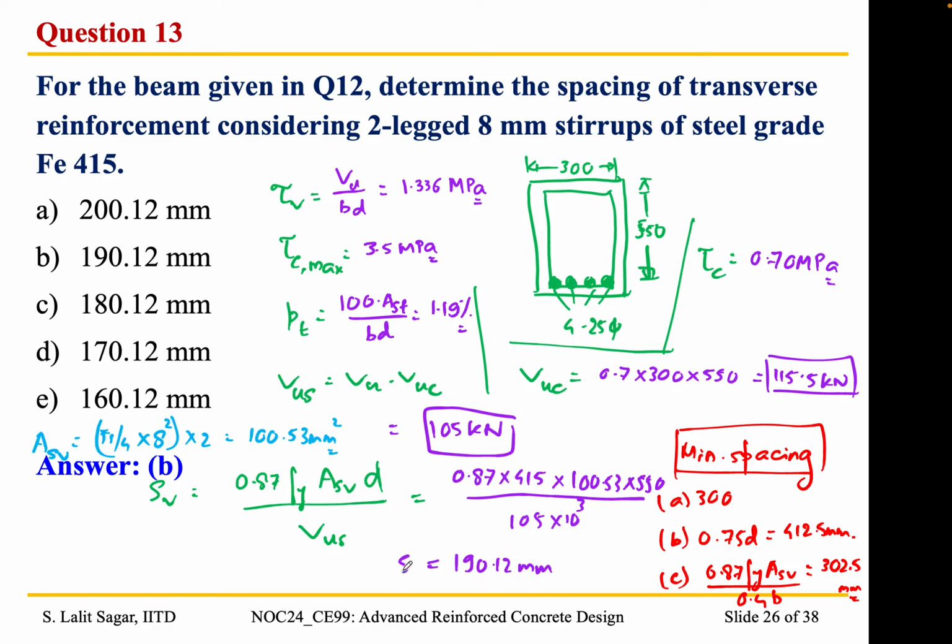So I think this makes the process very crystal clear as to how to go about it. First we find out the value of tau v, then we check with the value of tau c max to check the adequacy of the cross section, and if tau v is exceeding tau c max, then we need to provide higher dimensions for the cross section. Then we proceed to find out the value of pt, that is the percentage of tension reinforcement. Then based on the value of pt and fck from Table 19, we obtain the value of tau c, that is the shear resistance provided by the concrete.